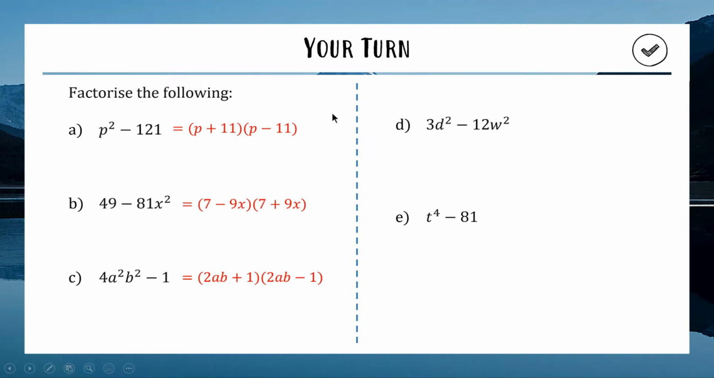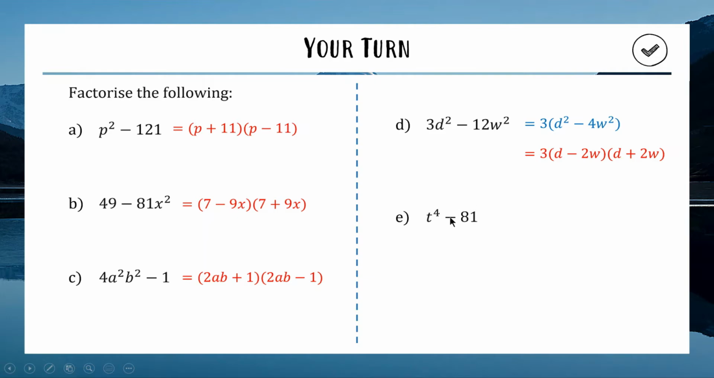Now question D steps up a little bit because 3 and 12 are not square numbers. However, they are two numbers with a common factor of 3. So we can factorize the 3 out the front and leave us with d squared take away 4w squared. And now what's inside that parentheses term is in fact a difference of two squares. This is d being squared and this is 2w being squared. So we'll do d minus 2w and d plus 2w, 3 still chilling out the front as always.